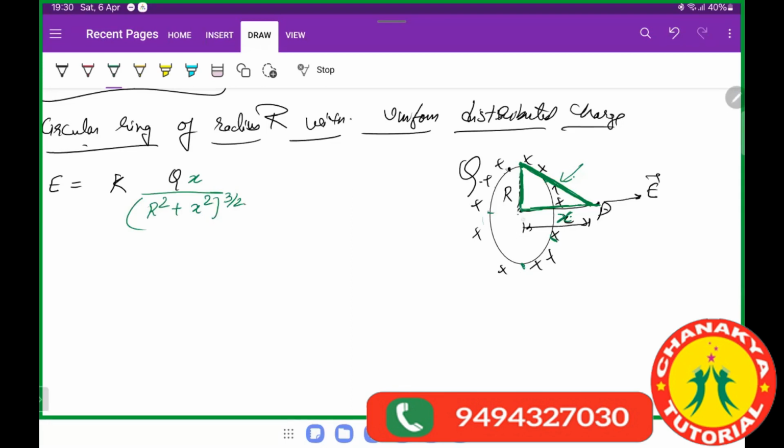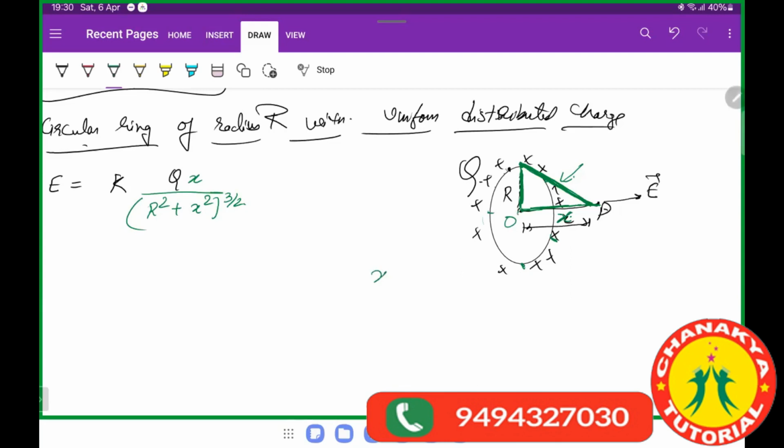Now, generally, let's take a point O, and P, that is X. The X distance can be anywhere, either infinitely large or very, very small. It can be both cases. So let's assume this is at a very, very far distance.